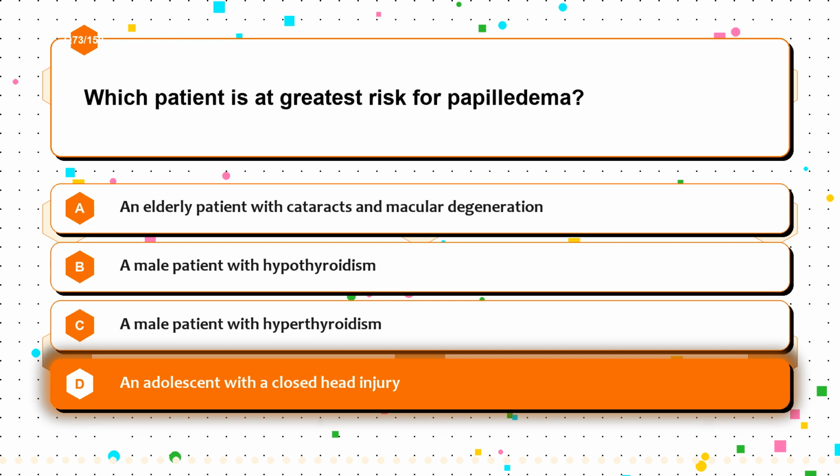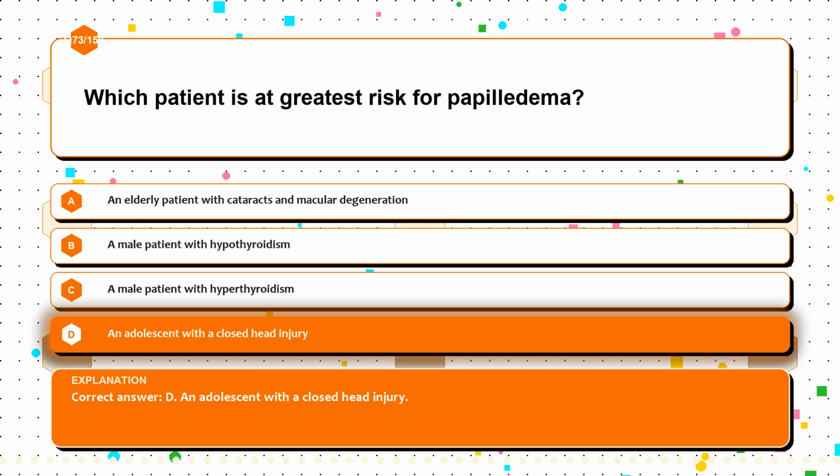The correct answer is option D. An adolescent with a closed head injury. Correct answer D. An adolescent with a closed head injury.